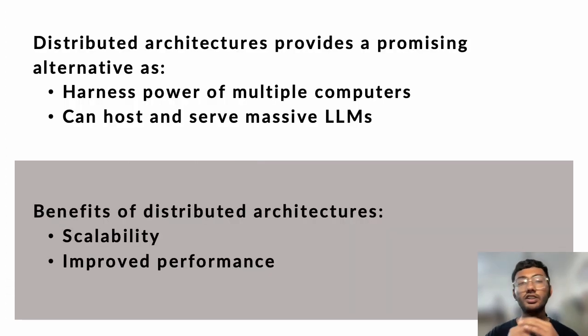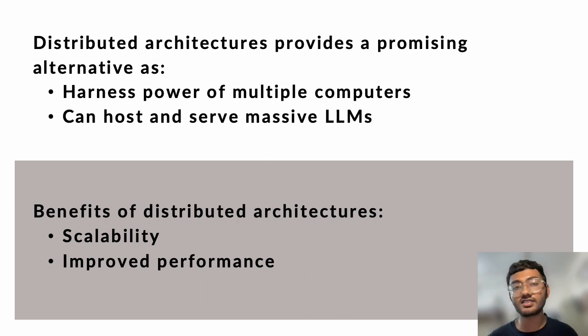Then let's come to the distributed architectures. In contrast to the centralized architecture, the distributed architecture offers a very promising alternative. They harness the collective power of multiple computers to host and serve these massive models. The distributed architecture helps in overcoming the scalability challenges by providing the required computational power as well as the required amount of memory, as in the RAM, which enables the complete utilization of sophisticated model capabilities.